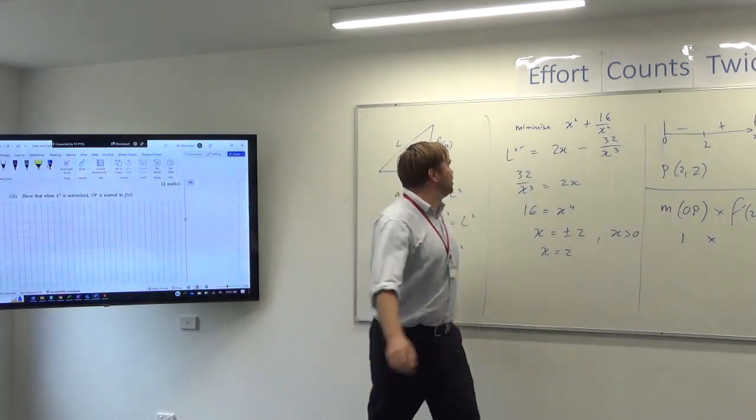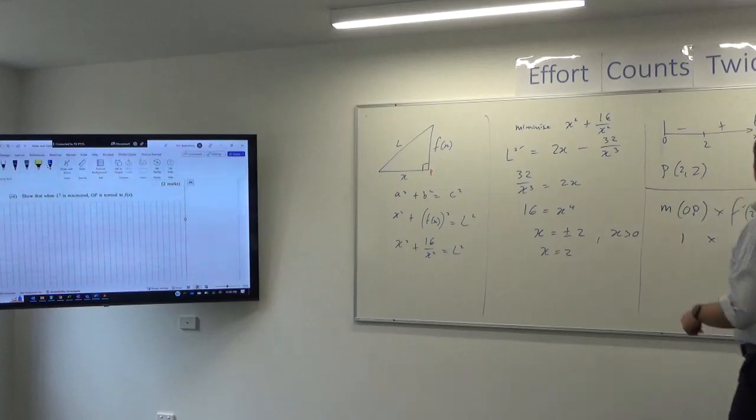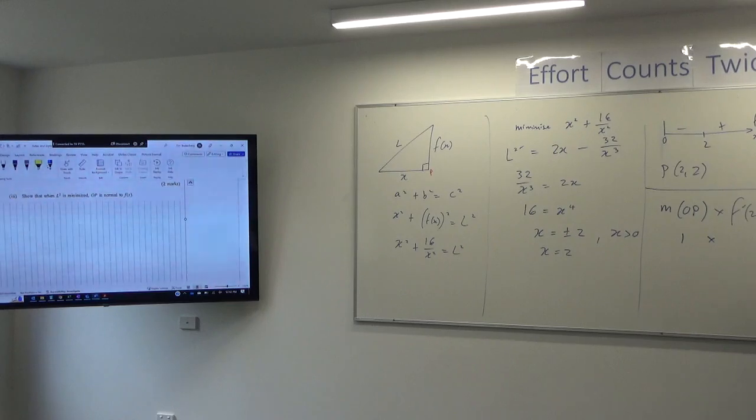Now f dash was, well, f is 4 on x, right? Therefore, f dash 2 is going to be minus 4 on 2 squared. Because if we differentiate this, the minus one will come out the front and become a minus 2. This would be minus 4 on 4, which is minus 1. Which is kind of what we're after. The slope of OP is 1. The slope of the function at that point is minus 1. They multiply together to make minus 1.